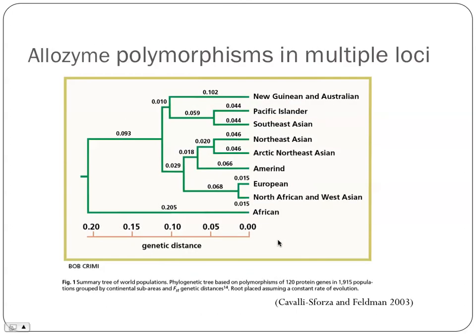Here's another line of evidence from a more recent paper. This is looking at enzyme polymorphism. Various enzymes that you may have in your body may vary slightly from one individual to another in their amino acid composition, and you can run those enzymes out on a gel, look for variation, tabulate all that variation and draw a tree. That's what they've done. And what they find is that the African populations are by far the most distant from all the others and the most variable in terms of how much variation there is.